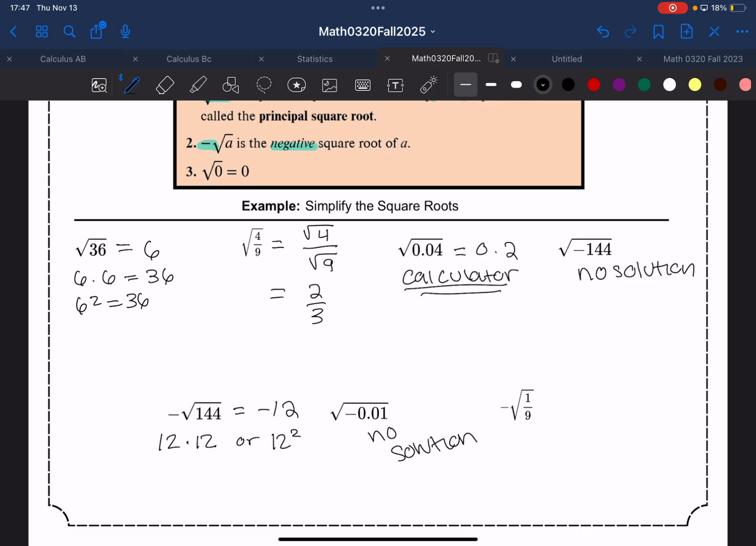And then what would be the answer to the last one? Negative 1/3, because the negative's on the outside, and then we can give the square root to both the numerator and the denominator. So the square root of 1 is 1, and what's the square root of 9? 3. So this is negative 1/3.